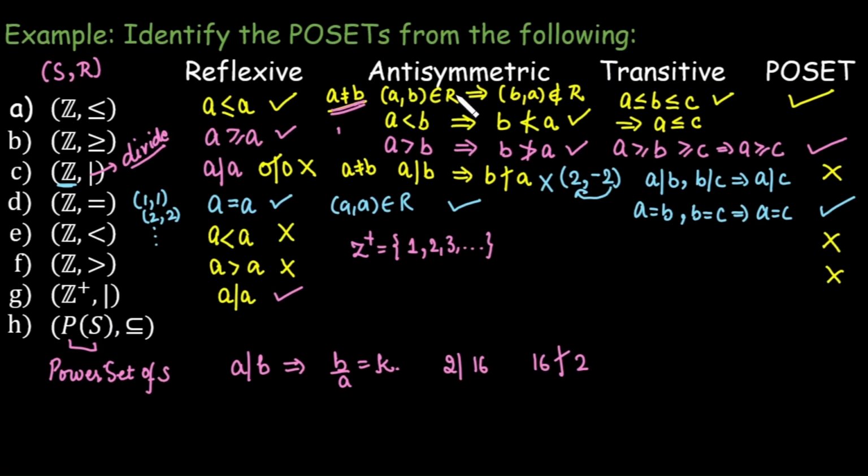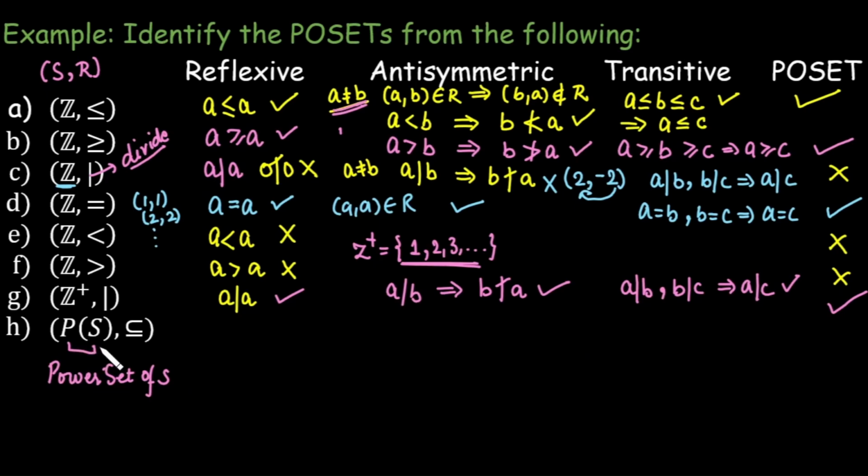Now is this antisymmetric? For a not equal to b, if (a, b) is part of the relation, meaning a divides b, can we say that b does not divide a? In the previous case, we were taking the pair as positive-negative or negative-positive. Now in this case, we are dealing only with positive integers, not with negative integers. So yes, this case is now applicable. Now what about transitive? If a divides b and b divides c, does a always divide c? Yes. This implies the set of positive integers with the divides relation is a POSET.